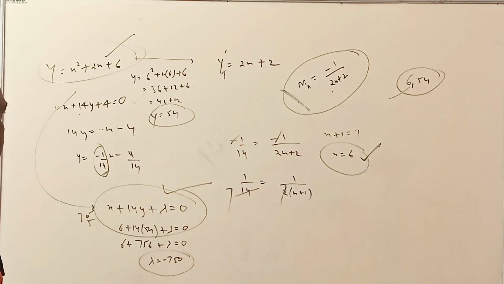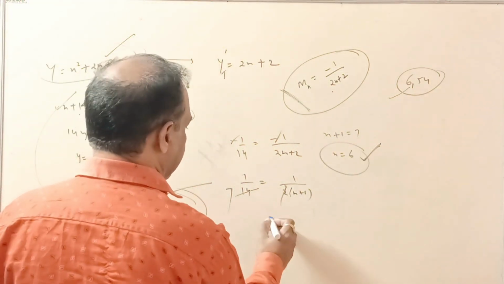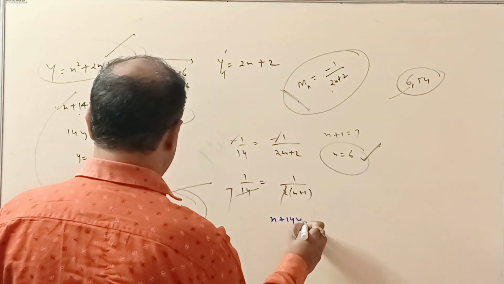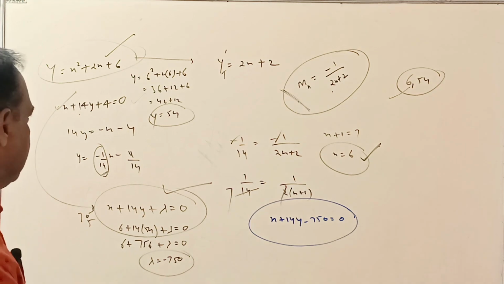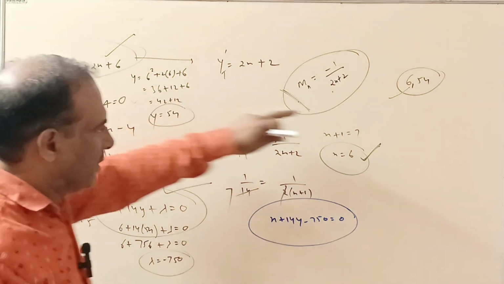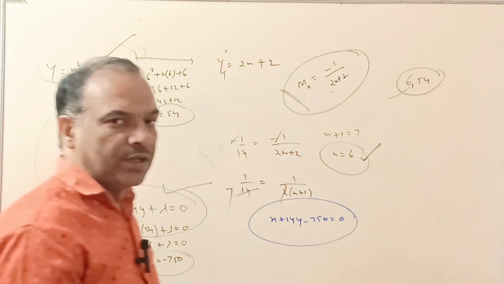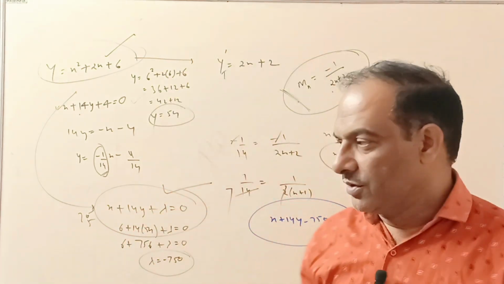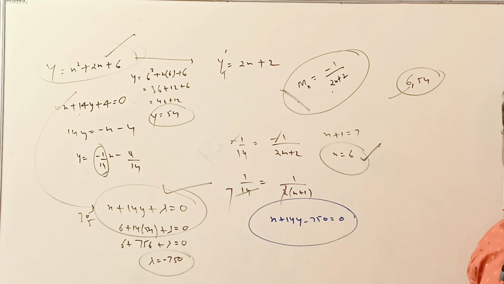Okay. Now the answer is, the equation of the normal is x + 14y - 750 = 0. This is the equation of the normal to the curve at the point (6, 54) and is parallel to the line x + 14y + 4 = 0. Therefore, the required equation is x + 14y - 750 = 0.